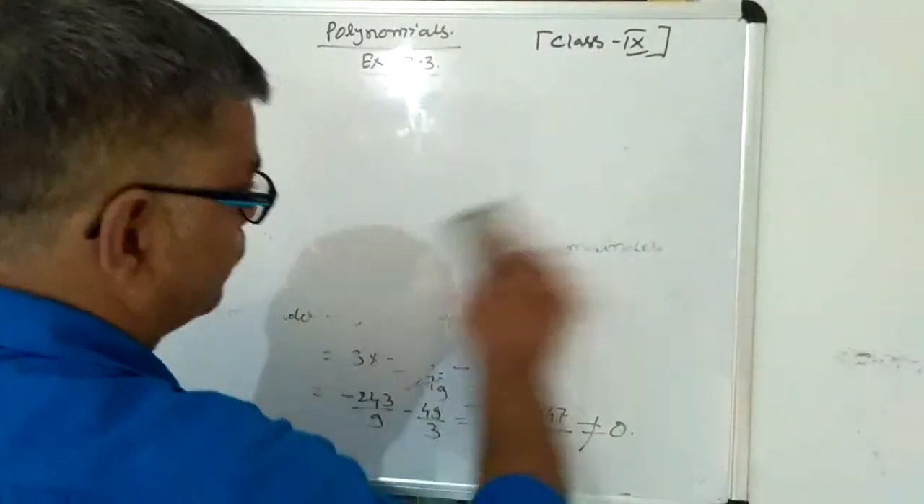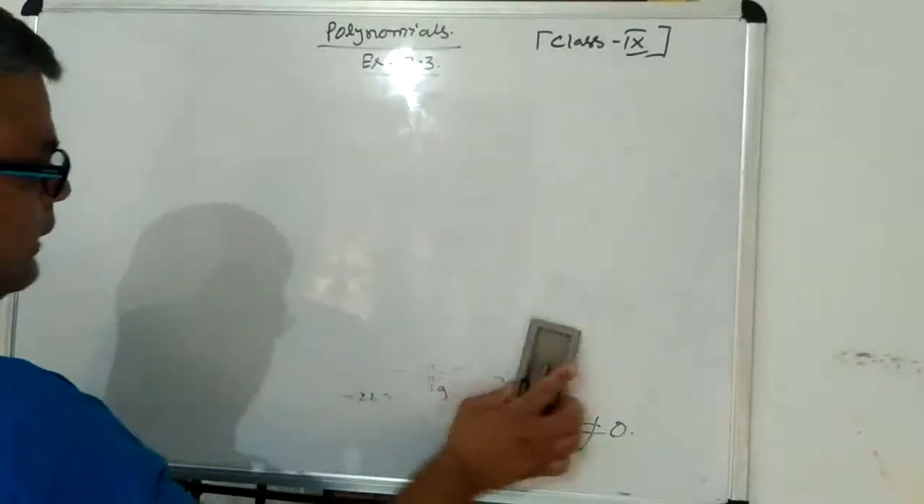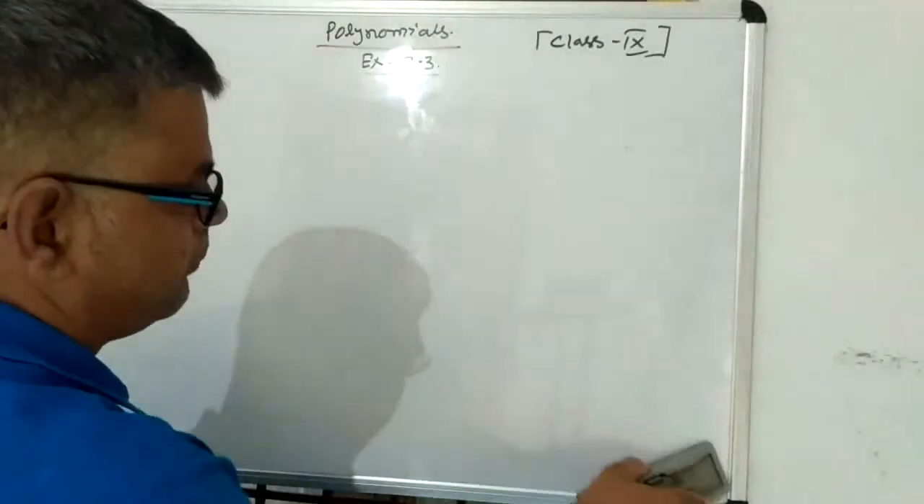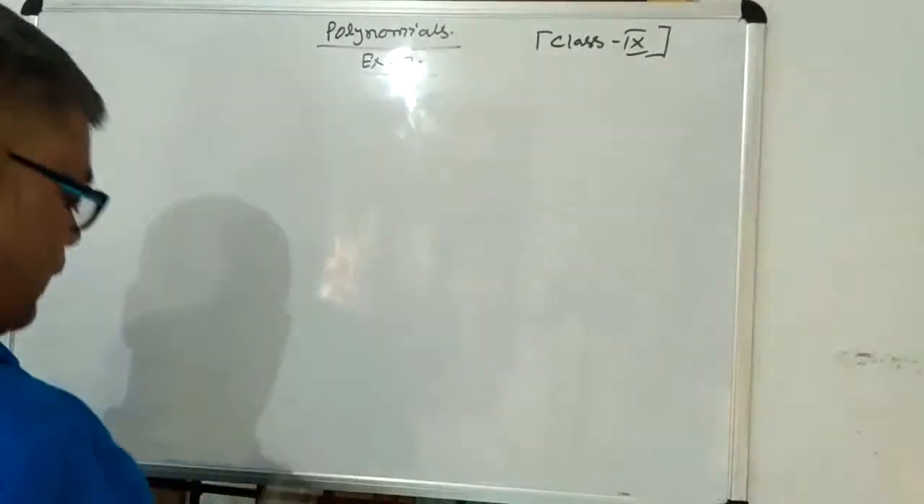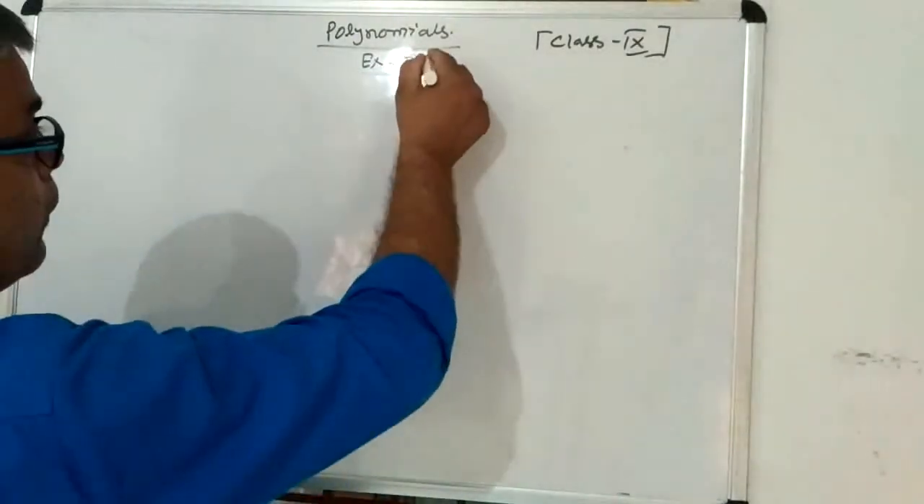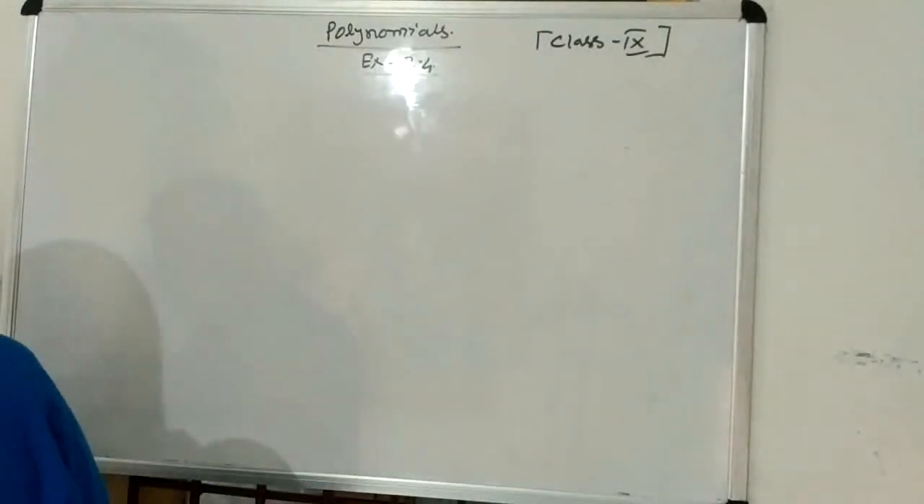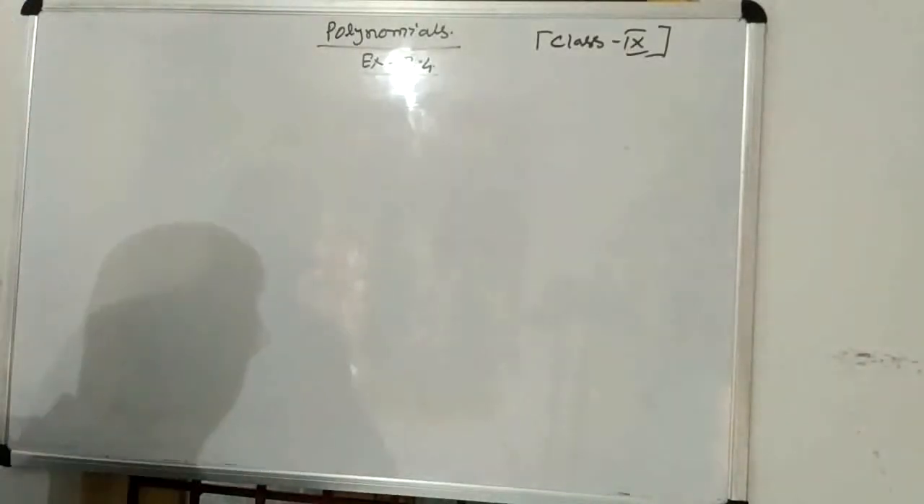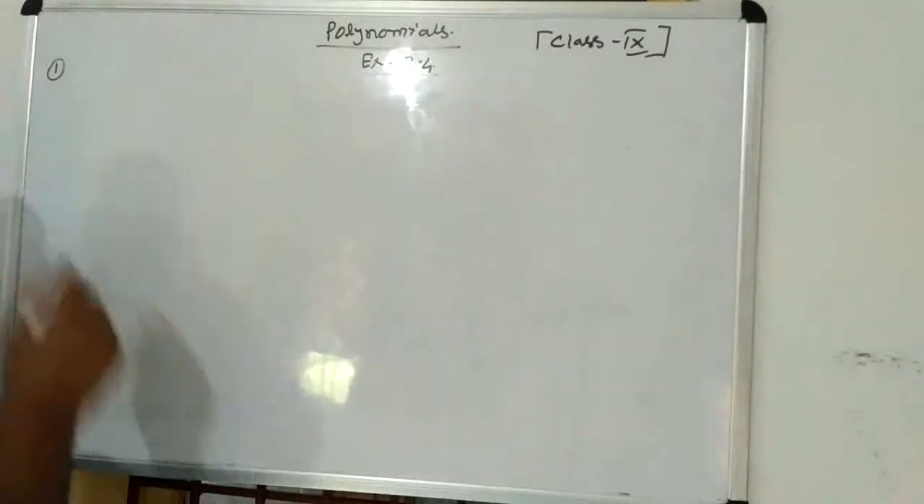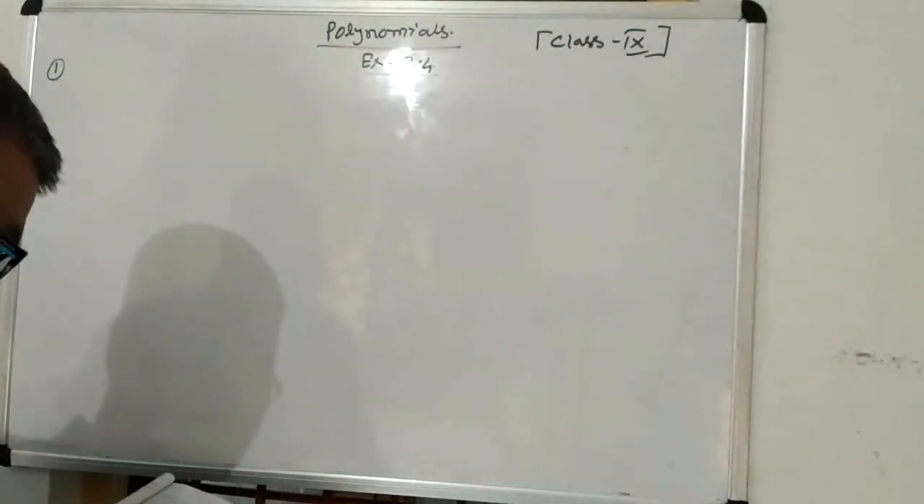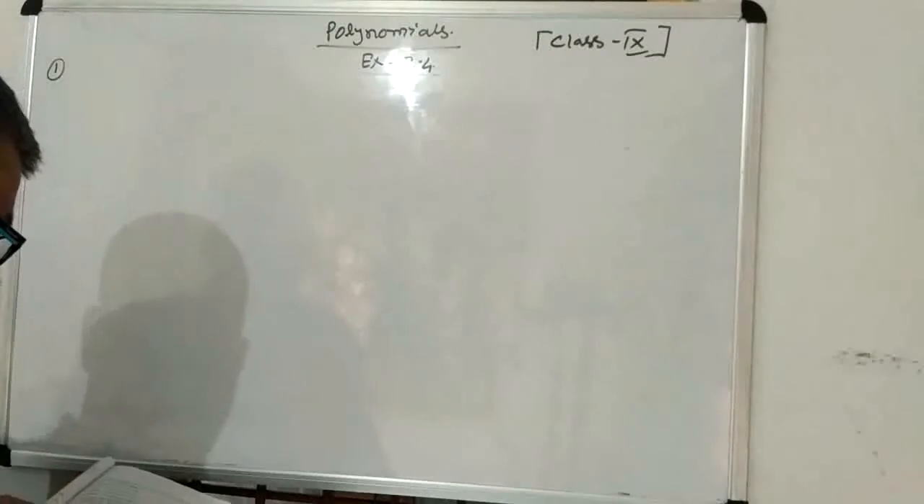Now we proceed to the next exercise, exercise 2.4. Let's see exercise 2.4. What is it saying? Factorization of polynomials. Now you have to learn the factorization of polynomials. In exercise 2.4, the first question is, again you have to use the remainder theorem. Determine which of the following polynomials has x plus 1 as a factor.